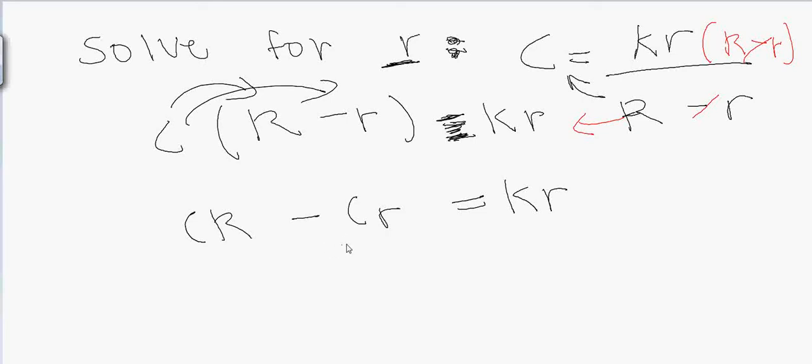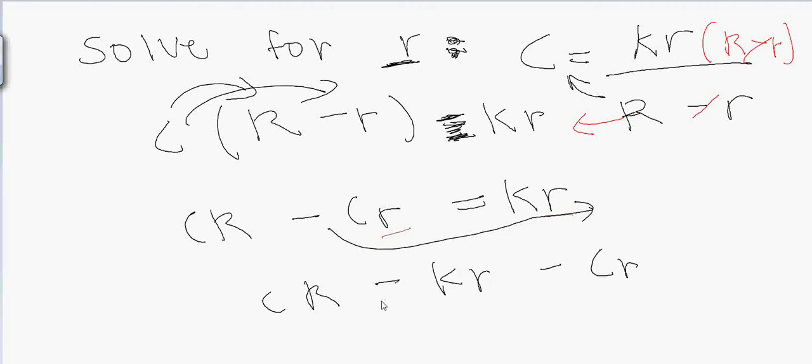So we want to isolate lowercase r. We see both of these have the r term, so we can take out r. Now we're left with cR equals kr minus cr. I'm sorry, this is plus cr. When you move it over here, it's plus cr. So you have kr plus cr, and then you take out an r, and you get r times (k plus c).